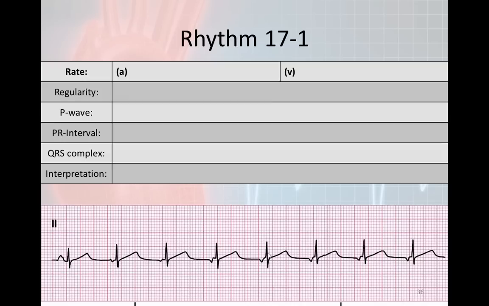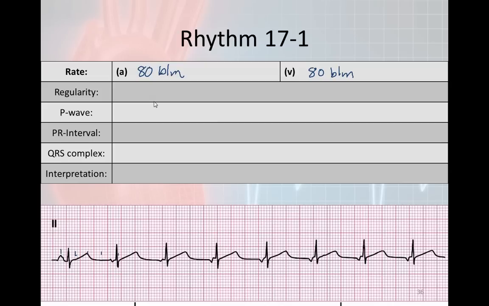So let's go ahead and look at some rhythm strips right quick. As you can see down here, if you just glance at the rhythm, it looks regular, but it looks like there's some changes down here. So here's what we're going to do. We're going to go ahead and start off with the rate. So we're going to start here, and this is a 300, 150, 100, 75. So we'll say that the atrial rate is about 80. The ventricular is going to be about 80.